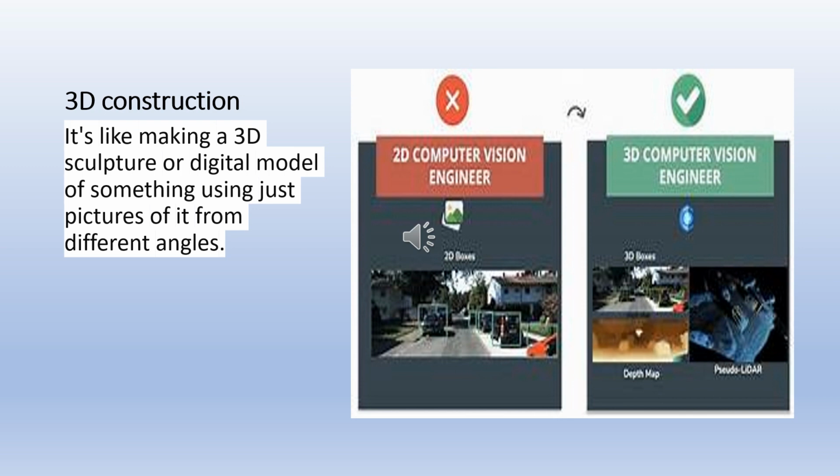This is the 3D construction. It is basically making a 3D sculpture or model from 1D or 2D images. So basically, we get the angle or alignment or the diagonal relationship and get the formation of the new images. Oh, sorry, I have moved here.